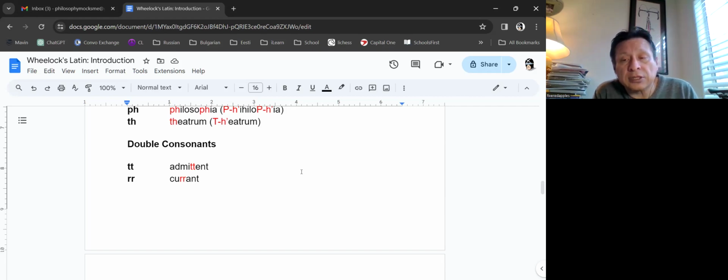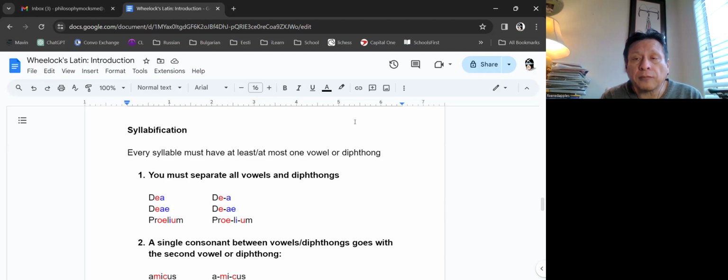Okay. Double consonants: I just gave two examples, but this applies to all double, meaning repeated, consonants. You pronounce each one, right? So admittent is not admitent, it's admittent. Courant, not courant. So pronounce both, the one ending and then the beginning.